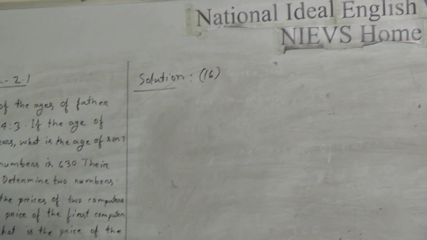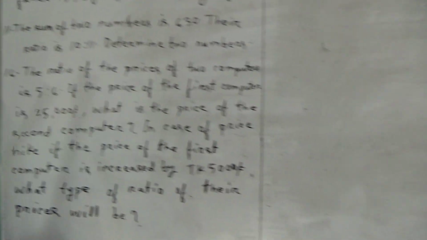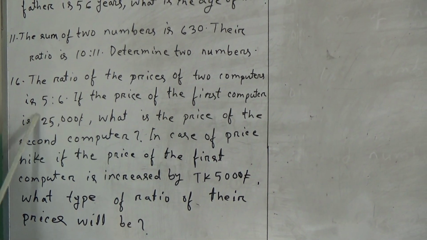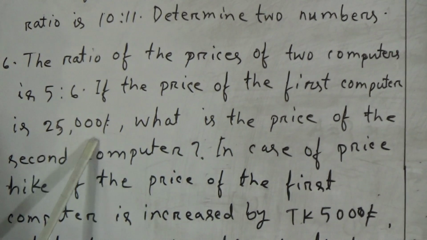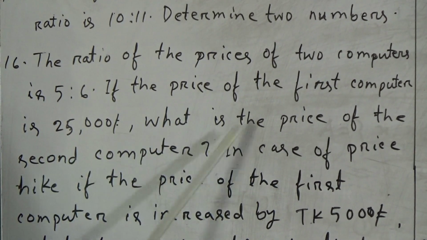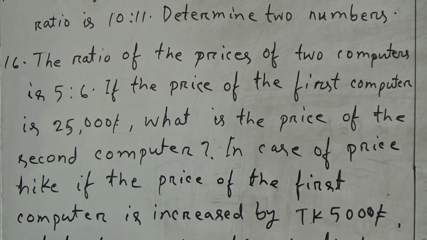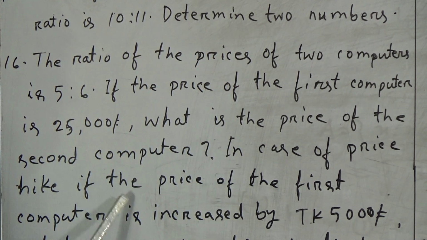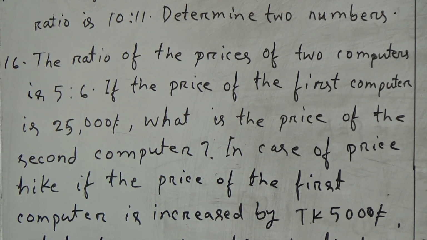Here 16 number question is, the ratio of the prices of two computers is 5:6. If the price of the first computer is 25,000, what is the price of the second computer? And another question is, in case of price hike, if the price of the first computer is increased by TK 5,000, what will be the ratio of their prices? At first we'll solve the first part.